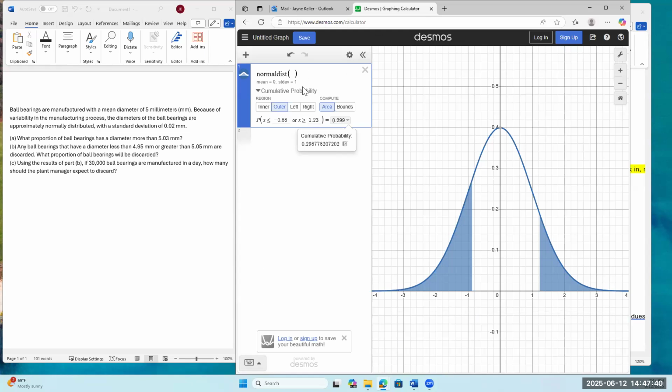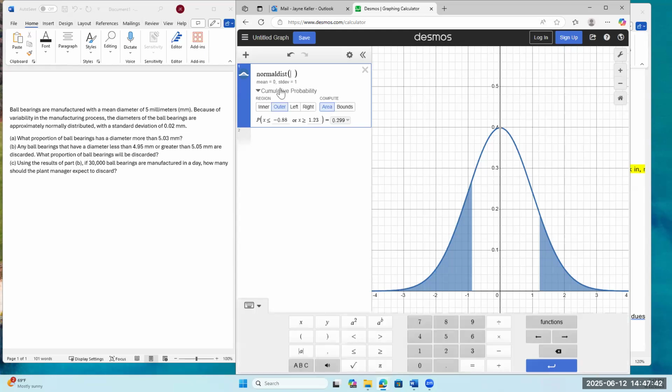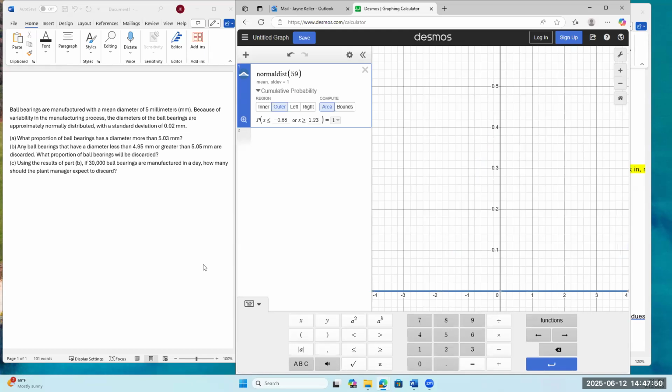So I might have a problem where instead of having the mean of 0 and the standard deviation of 1, say I have a normally distributed variable with a mean of 50 and a standard deviation of 7. I can enter that right in here. So mean is 50, standard deviation is 7. If I want to use something other than the standard normal, I just enter them right here. And it's nice because it tells you the exact order.